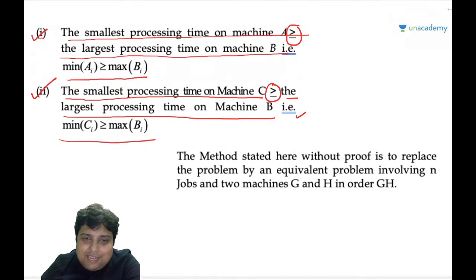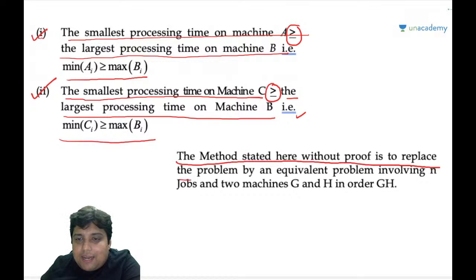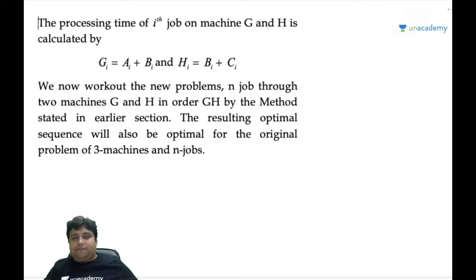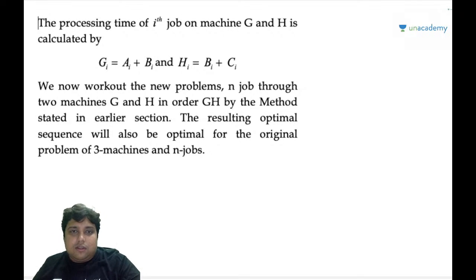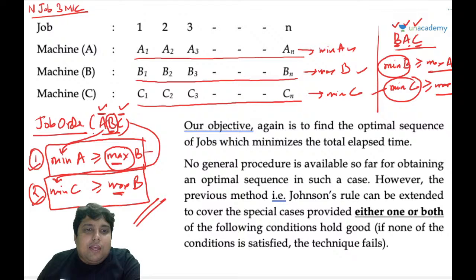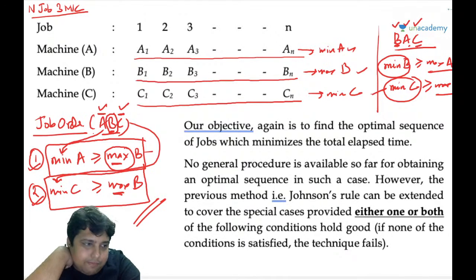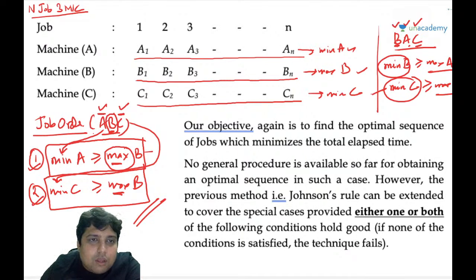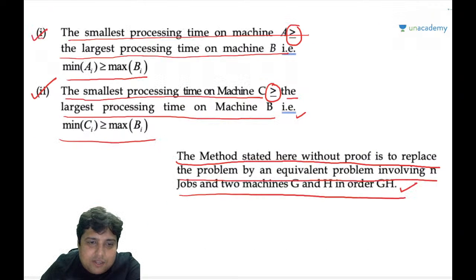How to proceed? The method stated here without proof is to replace the problem by an equivalent problem involving n jobs and 2 machines G and H in the order GH. Now, just concentrate. It says that if even one of the conditions is satisfied, let me just write this here.